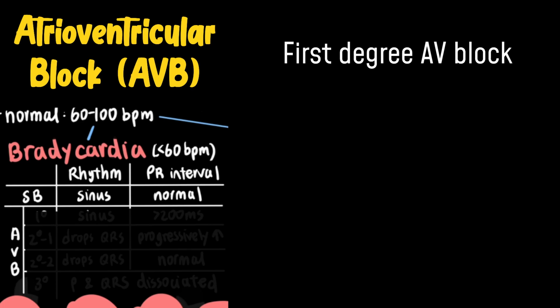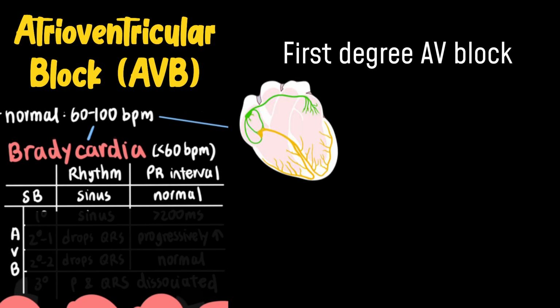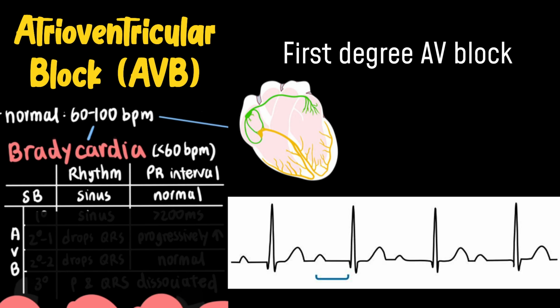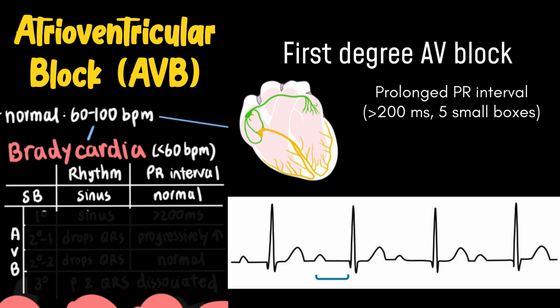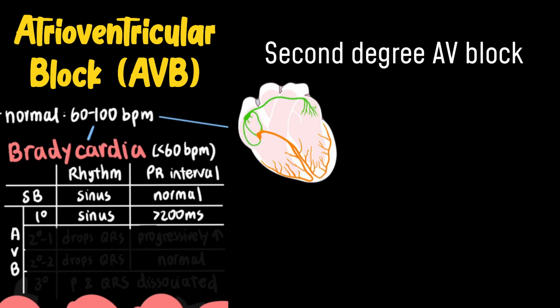First degree AV block is the mildest form. In this case, every atrial impulse is still conducted to the ventricles, but the conduction is delayed. On ECG, you'll see a prolonged PR interval greater than 200 milliseconds, while the rhythm remains regular. Second degree AV block is more serious. Here, some atrial impulses fail to reach the ventricles, so not every P wave is followed by a QRS complex. We subdivide this into 2 types.